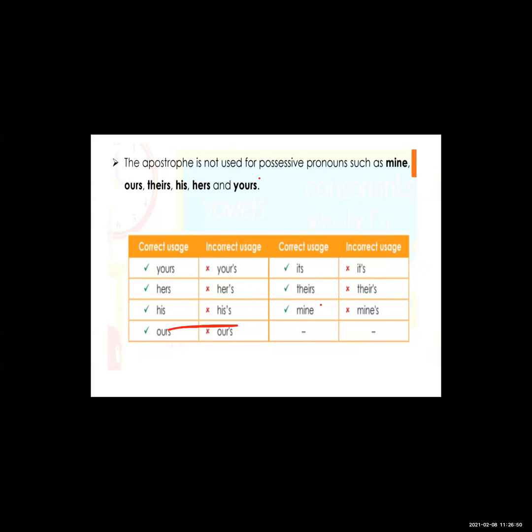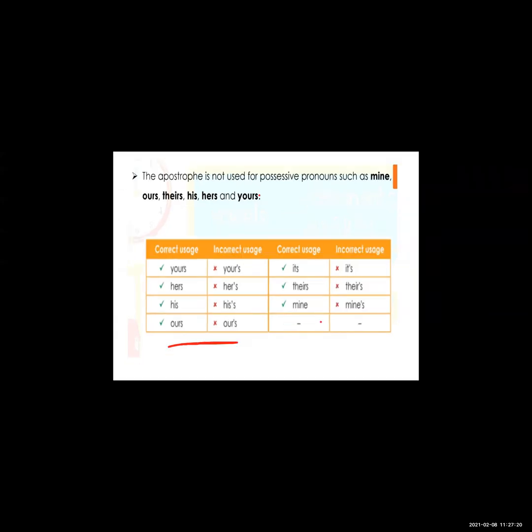Okay, see the example here. Yours. Here we will not write yours apostrophe s. Why? Because our rule is the apostrophe is not used for possessive pronouns. We will not write mine's. See here, correct uses: yours, hers, his, ours, its, theirs, and mine. So these are the incorrect forms if you add an apostrophe before the s.